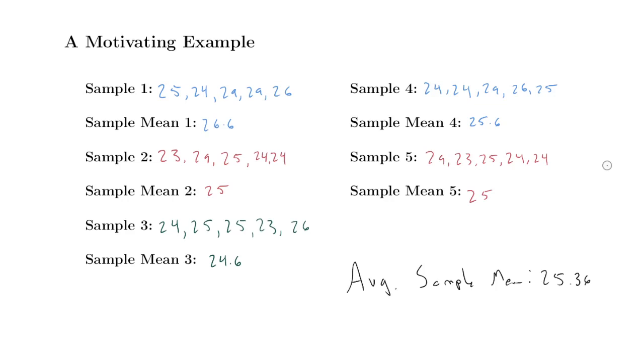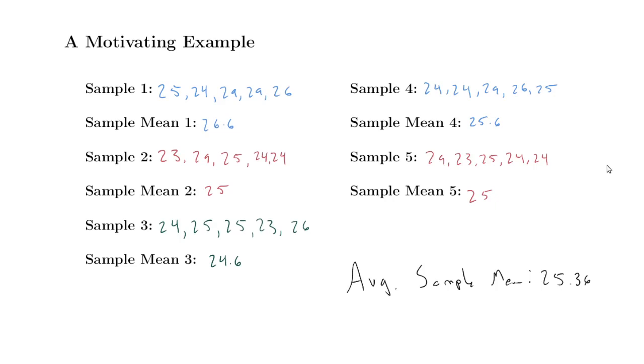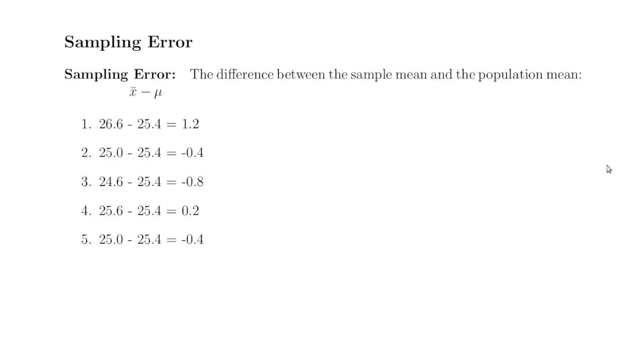So we might think about this and say, well, wait a second, that average is awfully close to 25.4, right? And we've only done 5 samples. What happens if we keep doing this over and over again? Before we get to there, I want to talk briefly about sampling error.